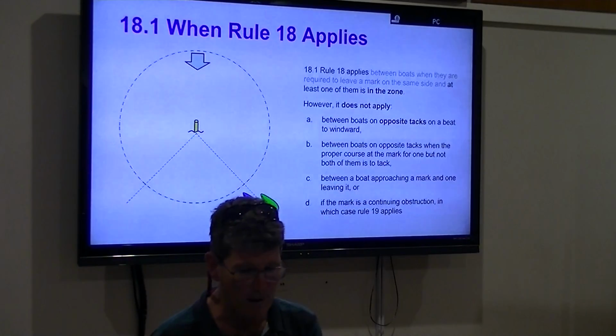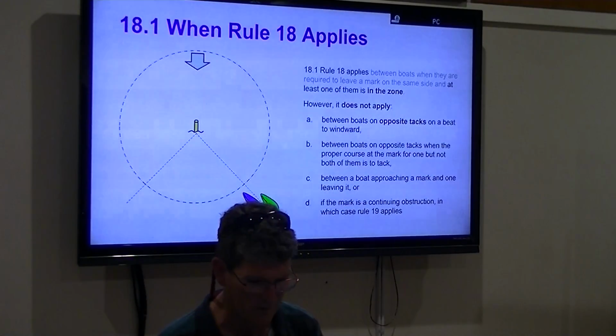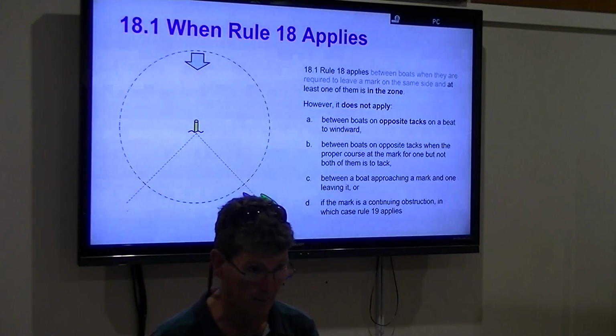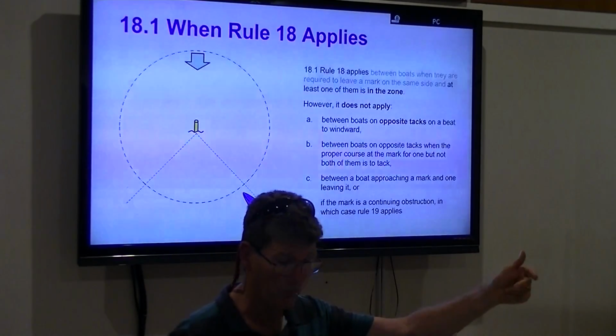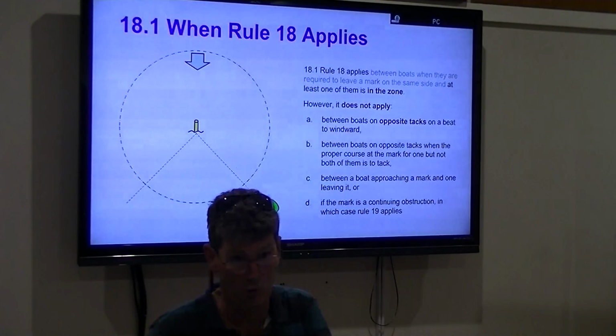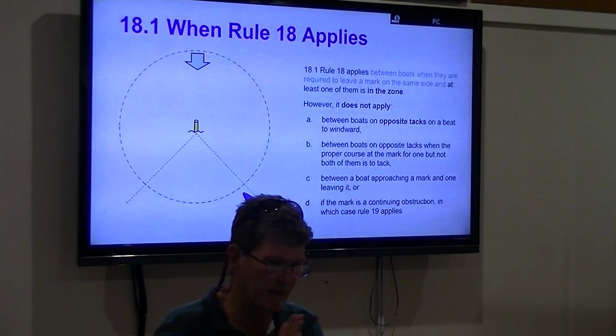Between a boat approaching the mark and one leaving it. Well, that's obvious. So one's gone, one's coming in. Mark-room doesn't apply. Or if the mark is a continuing obstruction, in which case Rule 19 applies. And that's the flip side of what we just saw. Rule 19 itself says that if it's a continuing obstruction, it always applies. 18 doesn't. So let's look at some of these examples here.